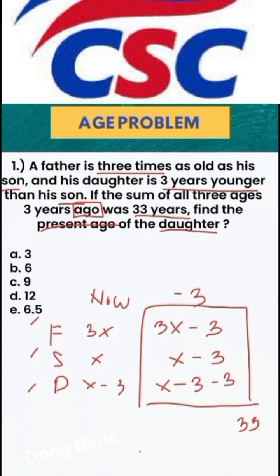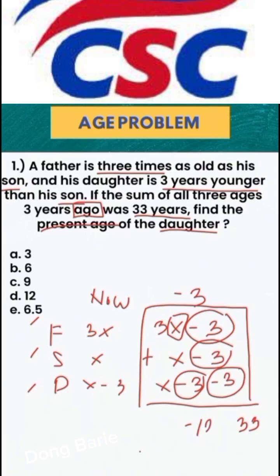Now, the question here is, find the present age of the daughter. Okay. So, ito, i-add natin para makuha natin yung x muna ng son, para makuha natin yung age ng daughter. Okay. So, pag-addin daw natin yan, negative 3 plus negative 3 plus negative 3 plus negative 3 is equal to negative 12. Okay. And dito naman, 3x plus x is equal to 5x.